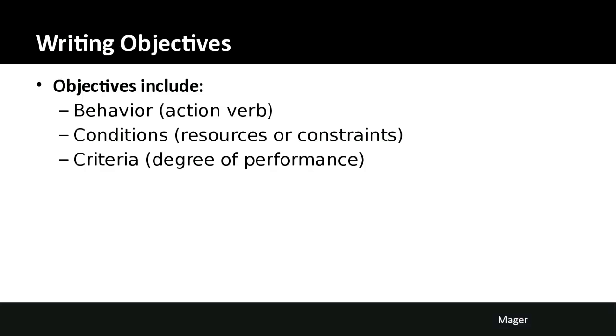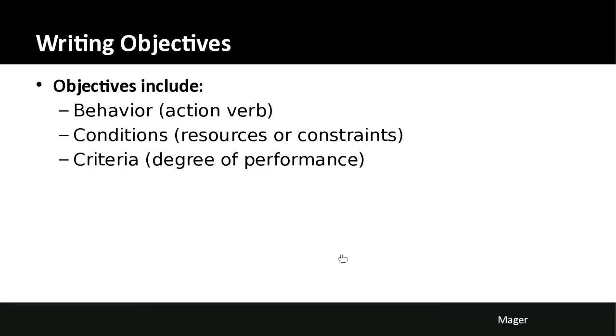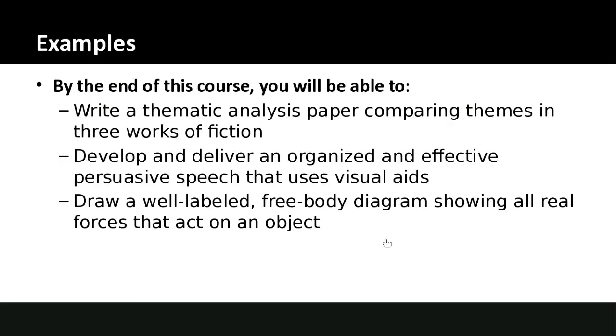Next, there should be some kind of conditions. If we pop back to this one, if the action verb is to develop and deliver an organized and effective persuasive speech, maybe the conditions are that they need to be organized and effective. They don't just need to deliver and develop a persuasive speech. So it's giving you a little bit of the condition that they need to meet. Finally, the criteria, so the degree of performance that they would need to reach. That might be, using the same example again, that they need to use visual aids. That's part of the criteria that they need to meet to achieve those learning objectives.